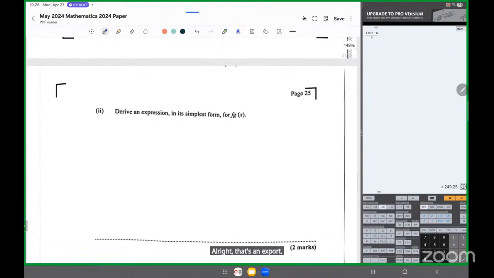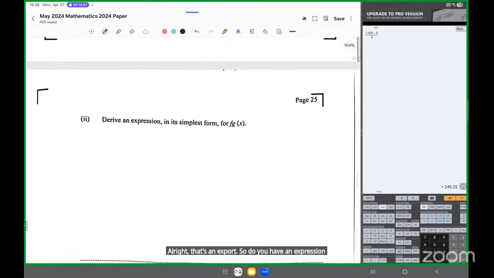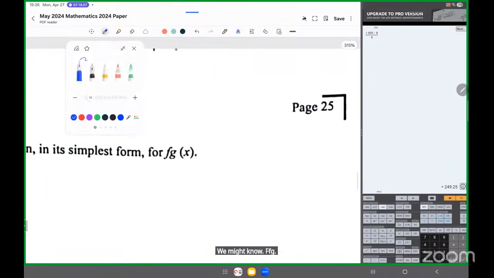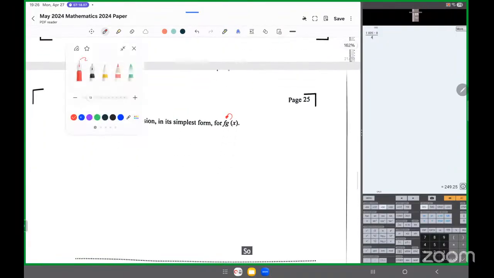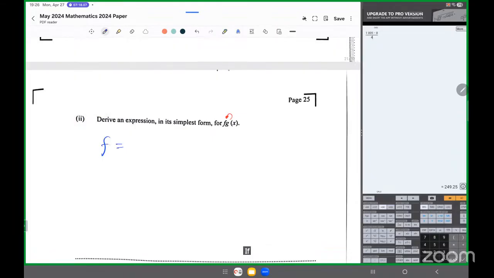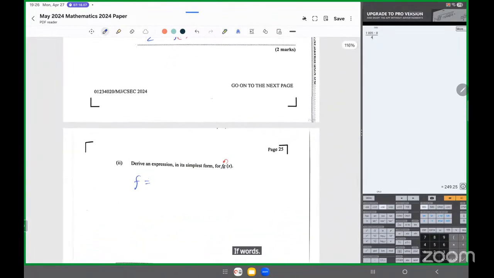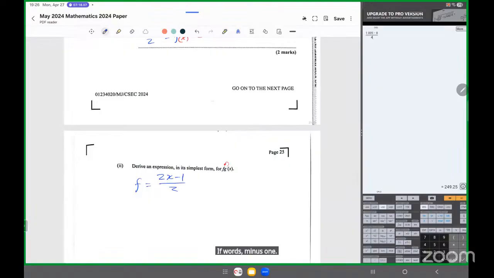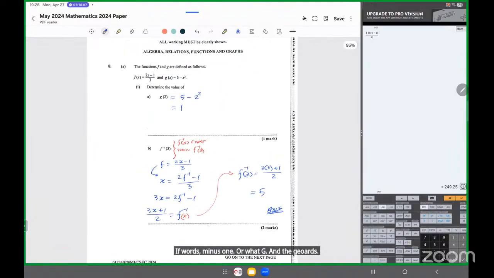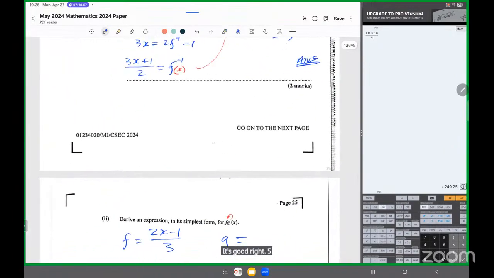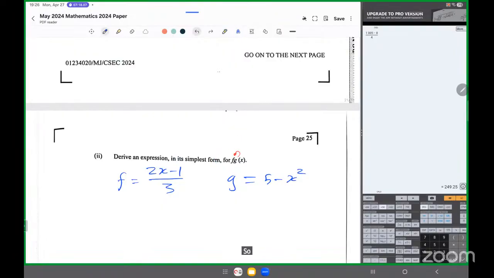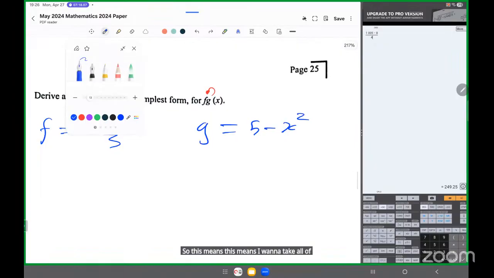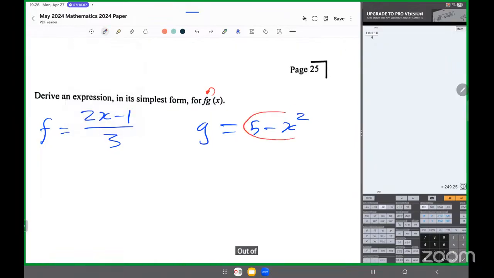Next part. It says, find an expression for f of g. Remember now, f of g means g into f. So we're going to write them down. What was the f again? The f was 2x minus 1 over 3, and the g is 5 minus x squared. So this means I want to take all of the g and bring it and put it in the f right here where the x is.